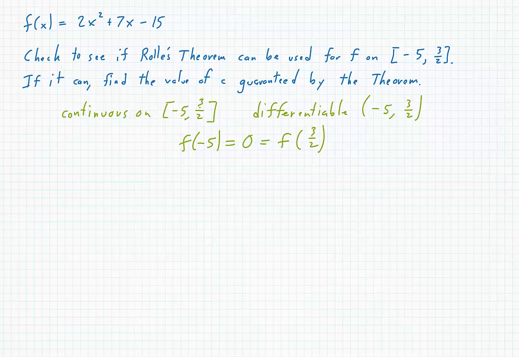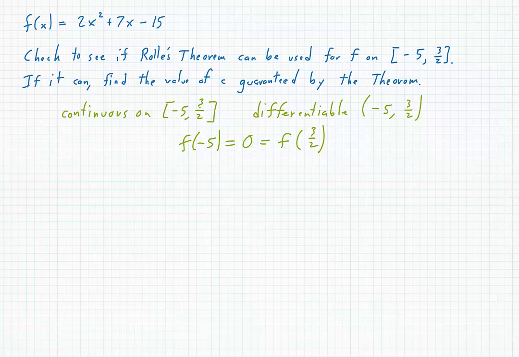Rolle's theorem. Now remember, what Rolle's theorem says is that we're going to create a secant line that passes through these 2 points, (-5, 0) and (3/2, 0). Since they both have exactly the same y value, in this case 0, that's going to be a horizontal line whose slope is going to be 0. Rolle's theorem says that somewhere in the open interval (-5, 3/2), possibly at more than one place, but at least one place, the derivative of the function will be exactly 0.